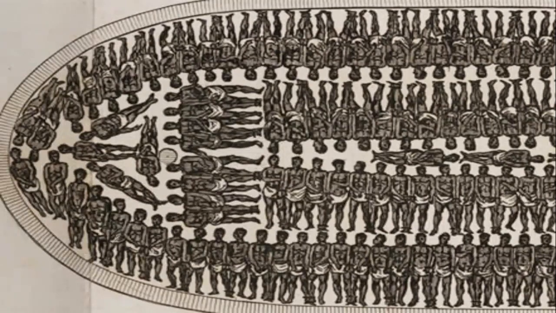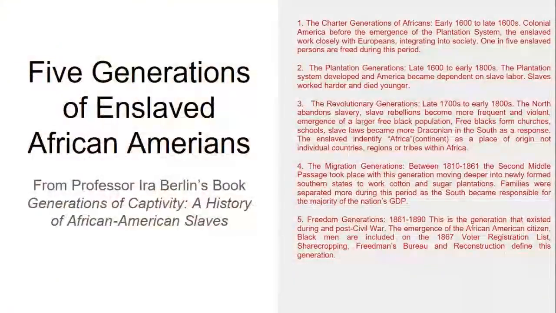Because freedom came in waves. If you can go to the next slide, please. Thank you. Because freedom came in waves during slavery, depending on the state you were enslaved in or the interpersonal relationship with an enslaver, one's descendancy from American chattel slavery may connect you with one of 5 generations of enslaved persons, as described in Professor Ira Berlin's book, Generations of Captivity.